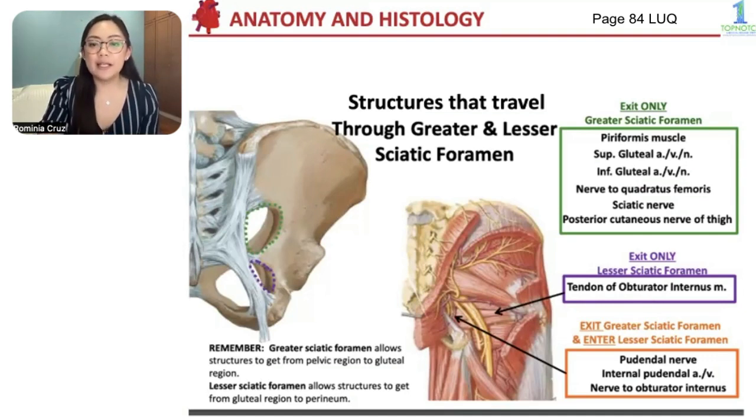So mas marami ang dumadaan sa greater sciatic foramen. You have 9 structures all in all that exit the greater sciatic foramen. Yung tatlo na-mention na natin, ito yung mga pumapasok din sa lesser sciatic foramen. And the other structures only exit your greater sciatic foramen. And this would be your piriformis, your superior and inferior gluteal vessels, the nerve to the quadratus femoris, the sciatic nerve, and the posterior cutaneous nerve of the thigh.